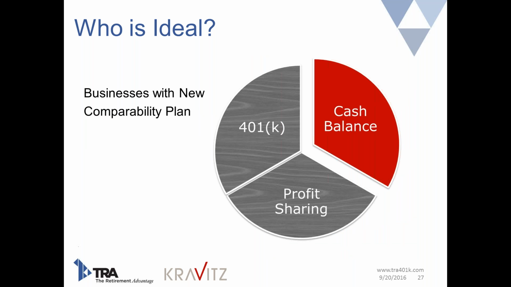Who else is ideal? In addition to focusing on profitable business owners and baby boomers, new comparability plans. If you are an advisor to a 401k profit sharing plan where the client is maxing that out, they're putting in the $50,000 annual maximum into that program, you really need to contact TRA and present them a cash balance plan. I would argue that if you don't present cash balance to that client and he hears it from one of your competitors, there's a good chance you could lose them as a client. So we work with TRA to get those illustrations out.